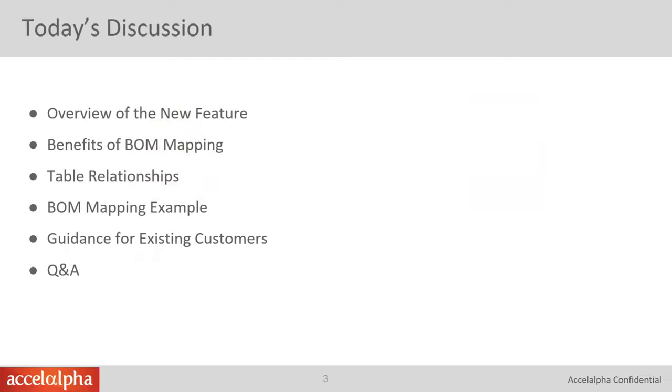Then we'll dive into the details of the functionality, starting with the specific tables and the table relationships, and then going into an actual example. So you'll be happy to know that we built a pizza configurator that we are generating a BOM for. And then once we go through that example and go through all the different functionalities, we'll provide a little bit of guidance for existing customers and end with Q&A at the end.